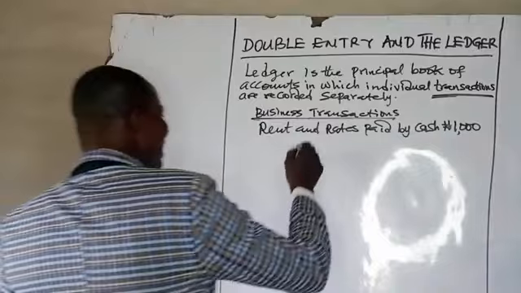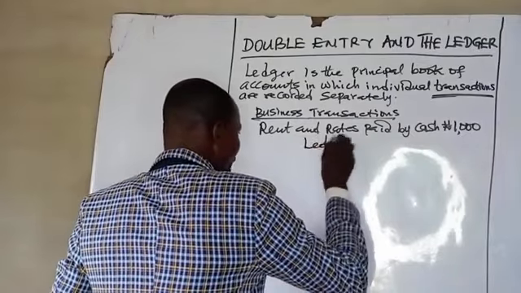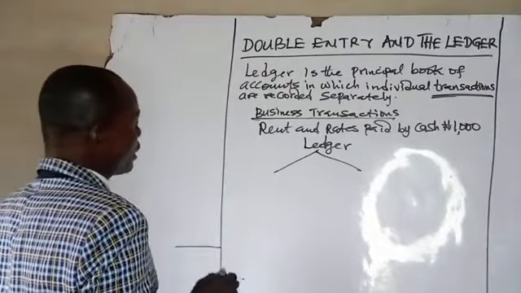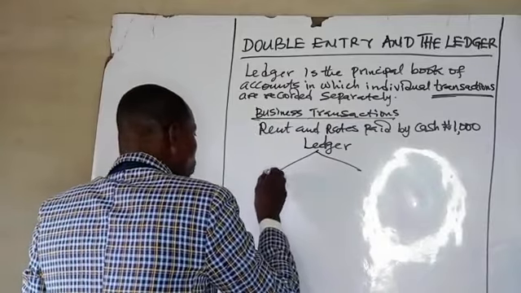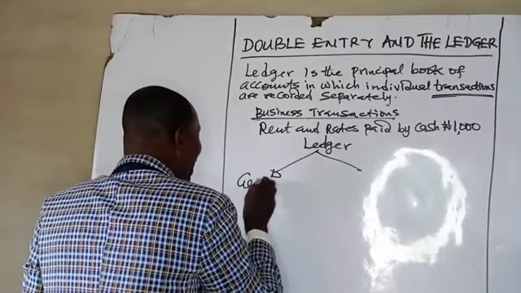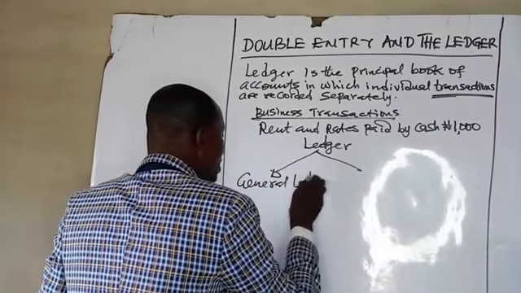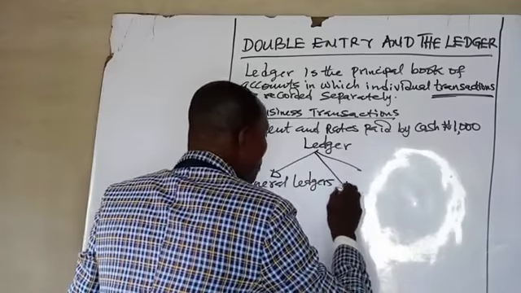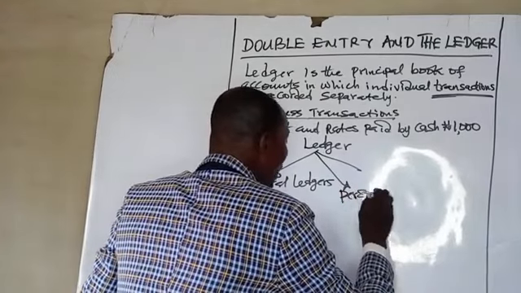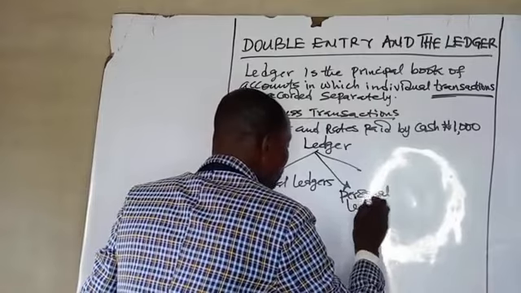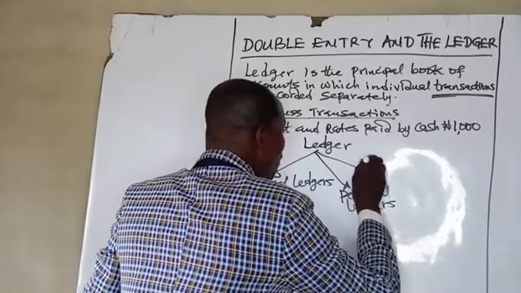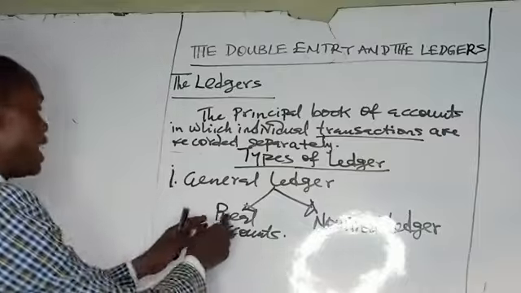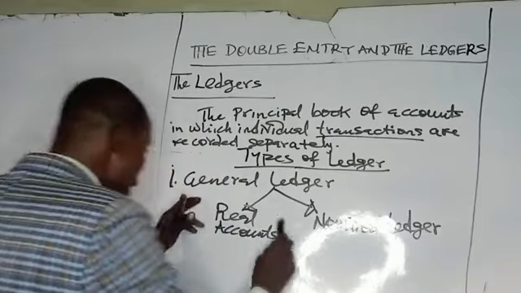So what are the types of ledger? We are going to categorize ledgers into three. Number one, we have general ledgers. Number two, we have personal ledgers. Number three, we have private ledgers.